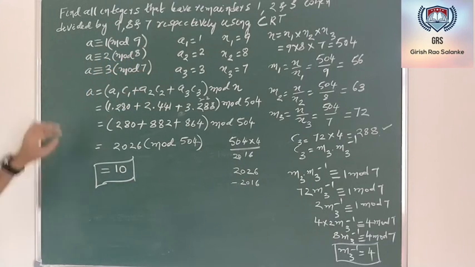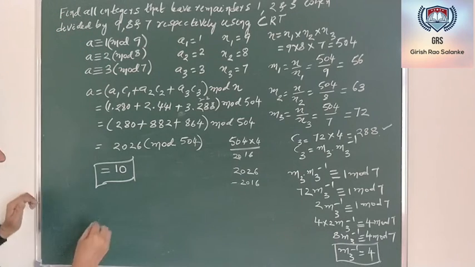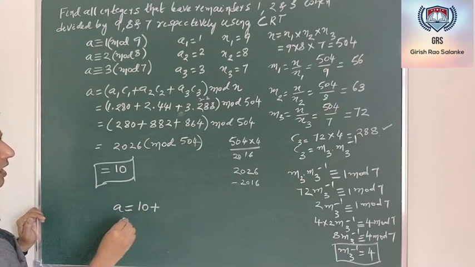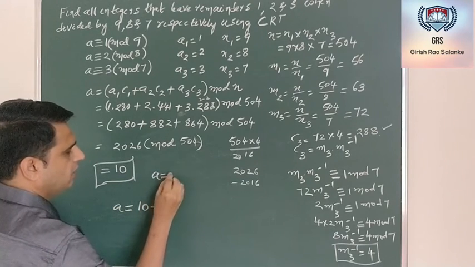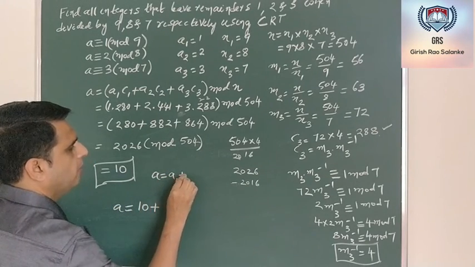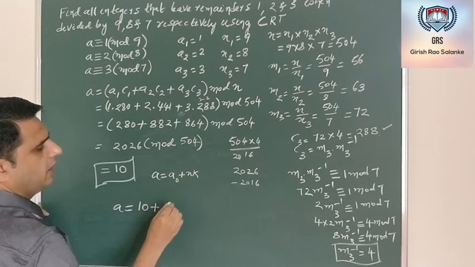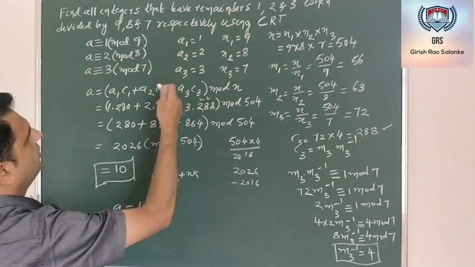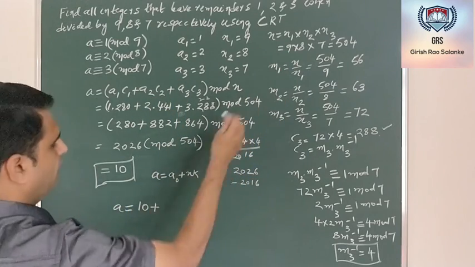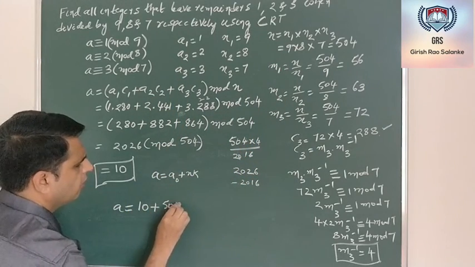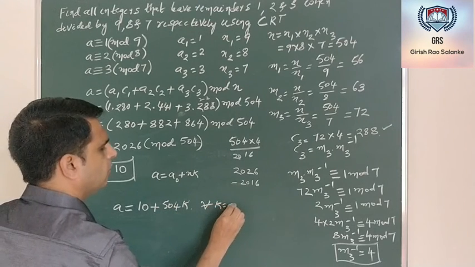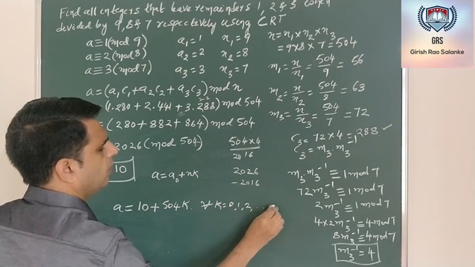It is not just one number; it says to find all integers. So in general I can say it is 10 plus nk. That means the A value is the initial value A naught plus n into k. A naught is 10, and the n value is 504. So 504 into k, for k equal to 0, 1, 2 and so on.